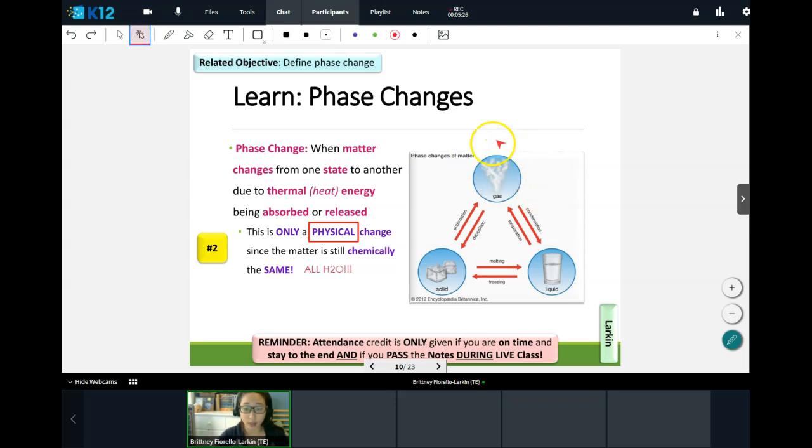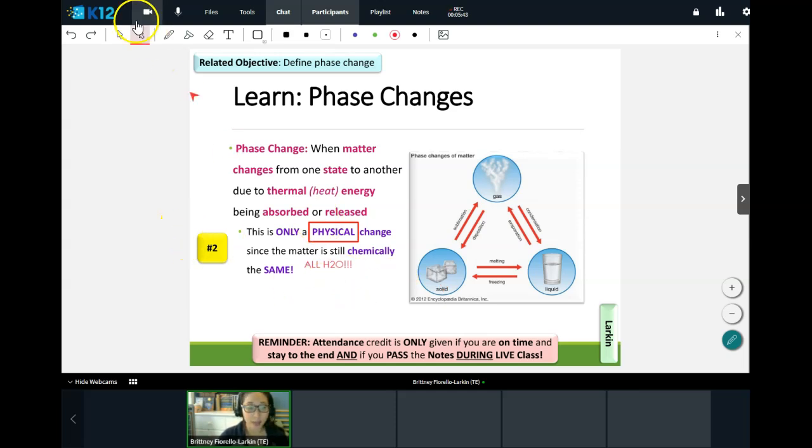Remember, gases are the most chaotic and hottest. Liquids are a little bit less chaotic, but they can still move and flow. And solids are the least chaotic. Their particles are kind of vibrating and stuck in place, and they maintain their shape and volume.